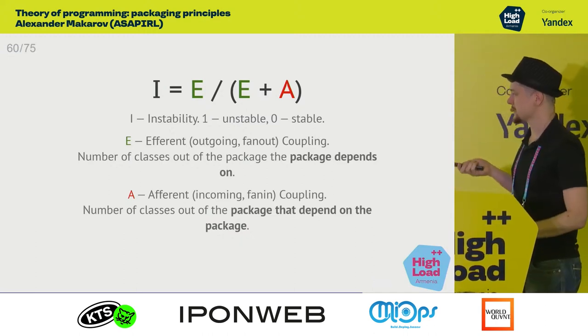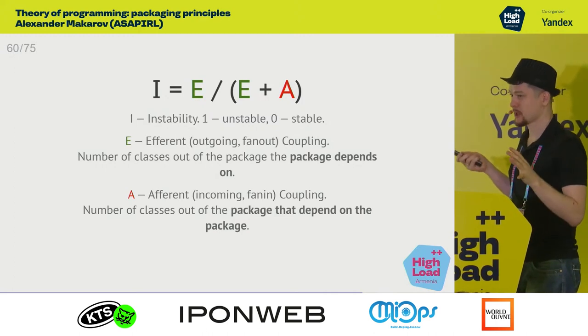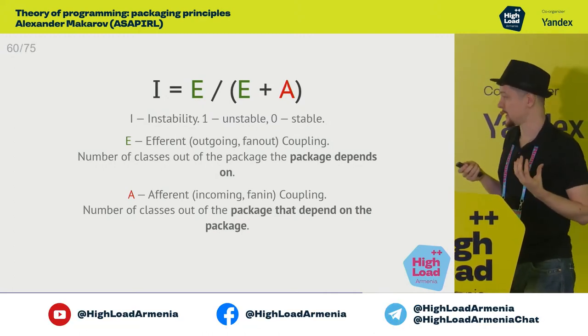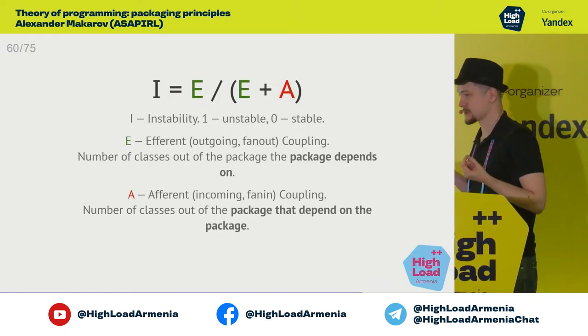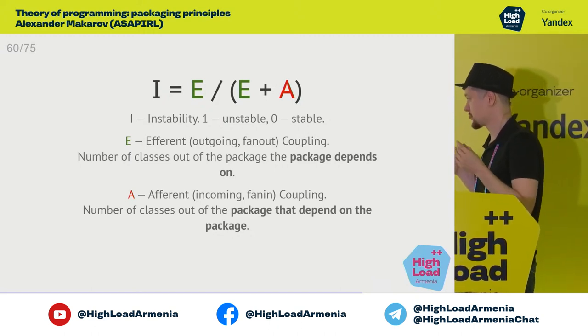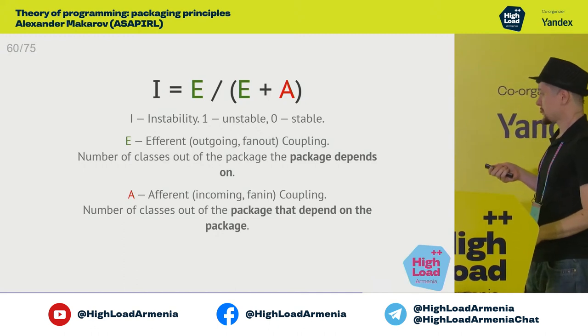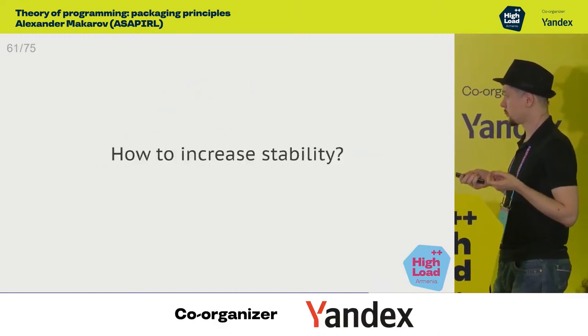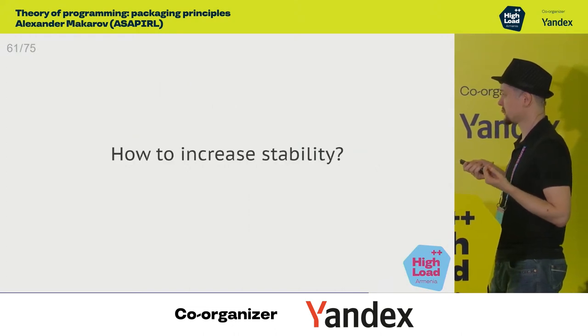And A is afferent coupling, so incoming or fan in coupling. It's the number of classes that depend on the package, right? So that adds to instability. And overall, how to increase the stability?